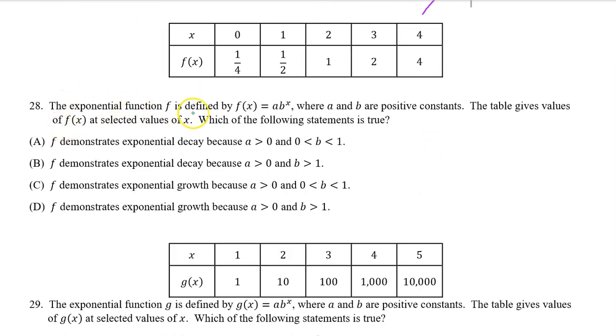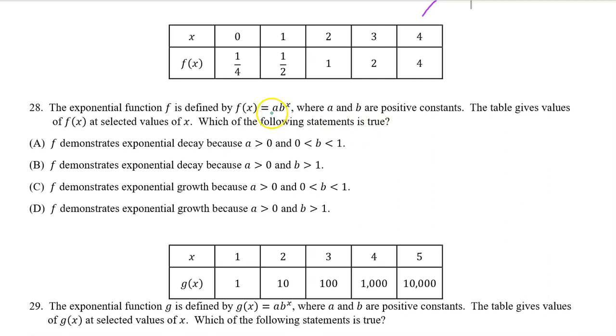28. The exponential function f is defined by f of x equals a times b to the x power, where a and b are positive constants. The table gives values of f of x at selected values of x. Which of the following statements is true? The a value is the value at 0. So we can see this immediately because they give us the value at 0. A is 1/4. The b value is going to be the common ratio as long as the input values are changing by 1, which they are. So if I take each term and divide by the previous term, that's going to give me the b value.